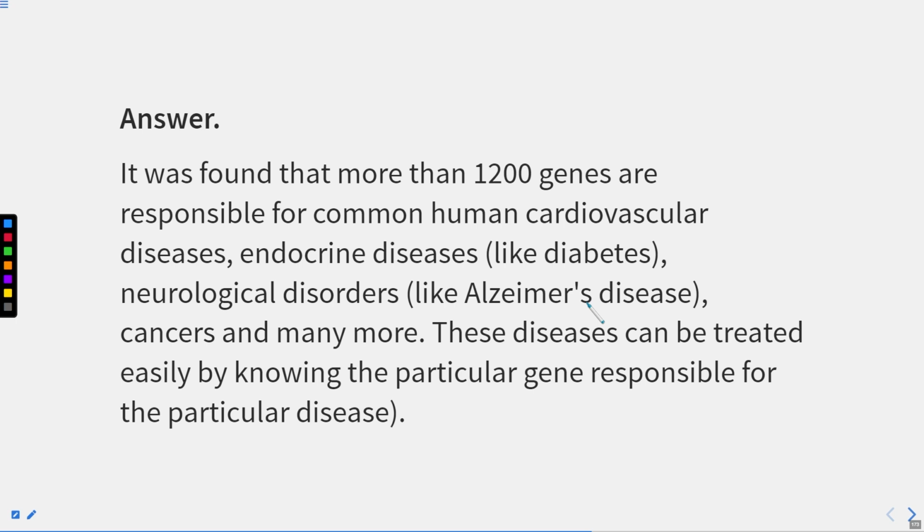Now, it was found that more than 1200 genes are responsible for human cardiovascular diseases, endocrine diseases such as diabetes, neurological disorders like Alzheimer's disease, cancers, and many more. Now, these diseases can be treated easily by knowing the particular gene responsible for the particular disease. If we know which gene is responsible for this disease, we can manipulate it, we can correct it, and then we can treat the disease.